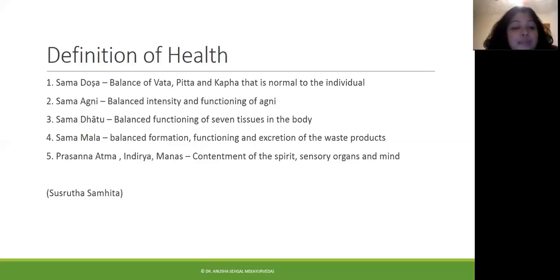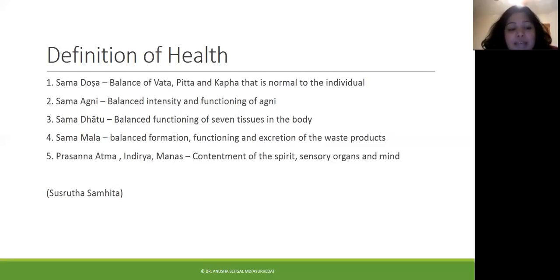Okay, the next is Samadhatu. Again, we want a balance of the dhatus. More specifically, we want a balance of their functioning, because dhatus are the functional aspects of the body. They are the tissues that help to carry out the specific functions of the doshas. So we want to make sure that those dhatus are being formed properly and are able to help in carrying out the functions of the doshas. They have their own functions for sustenance. All of those should be functioning at the appropriate time, quantity and measure. So basically, the balance of the 7 dhatus.